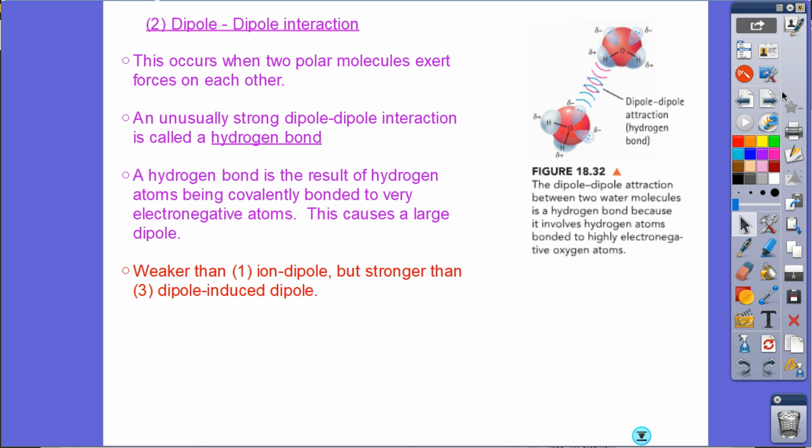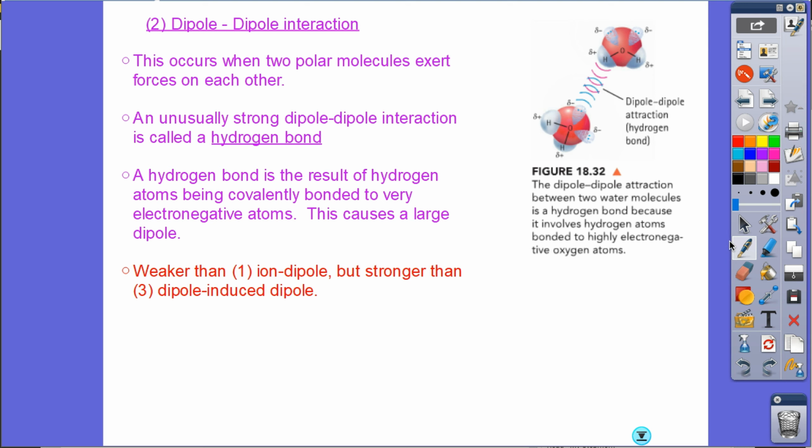The next strongest interaction for molecules is dipole-dipole. So if two polar water molecules meet each other, that is not as strong as ion-dipole, but it is stronger than dipole-induced dipole. This occurs when two polar molecules exert forces on each other. One unusually strong way that this happens is called a hydrogen bond, which is kind of a big deal later in chemistry. Hydrogen bonds have a lot to do with organic chemistry.